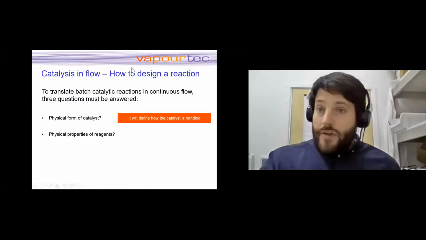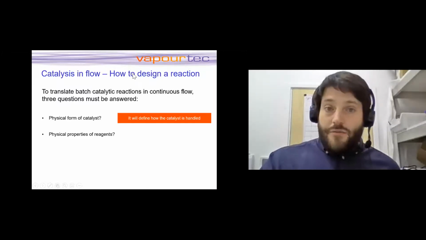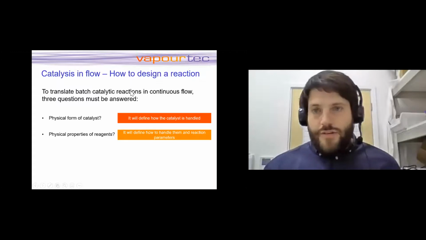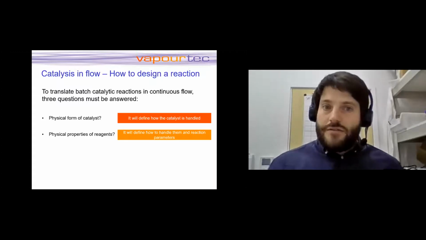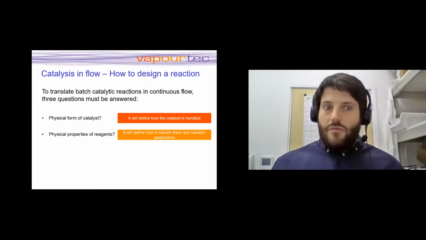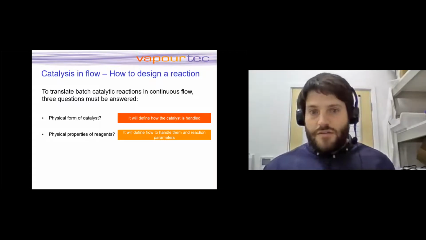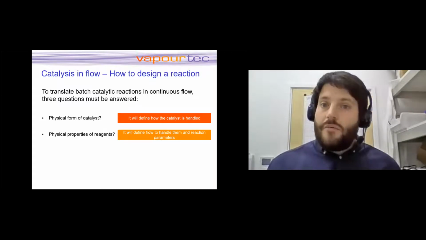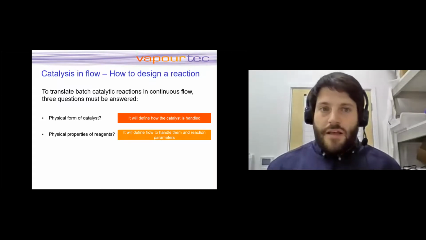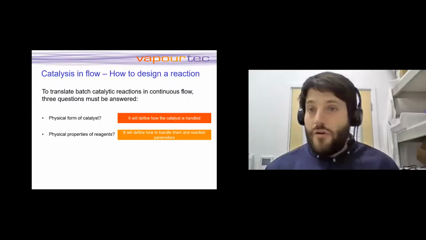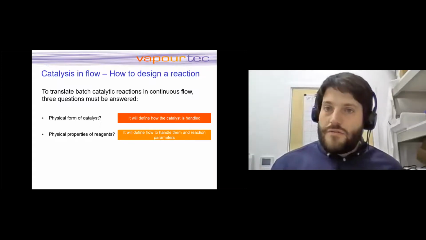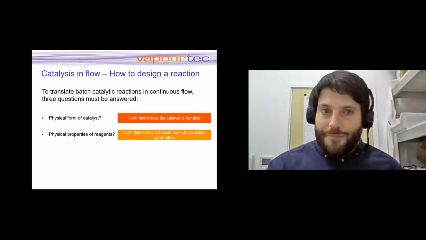What type of reagents are we using? As I said before, solvent and pressure are very much linked to temperature. So this will help us to design how we are going to handle this. It will give us some idea of what type of pumps we need, but also some reaction parameters. Are we going to use ethyl acetate or acetonitrile, or are we going to work with DMF that can be heated to really high temperature at low pressure? This is where we need to consider our reaction scheme.